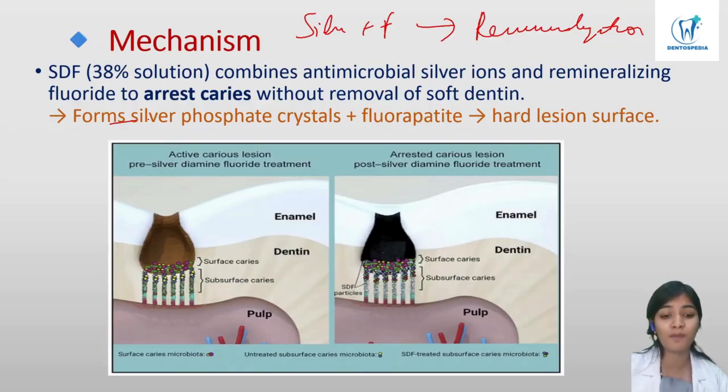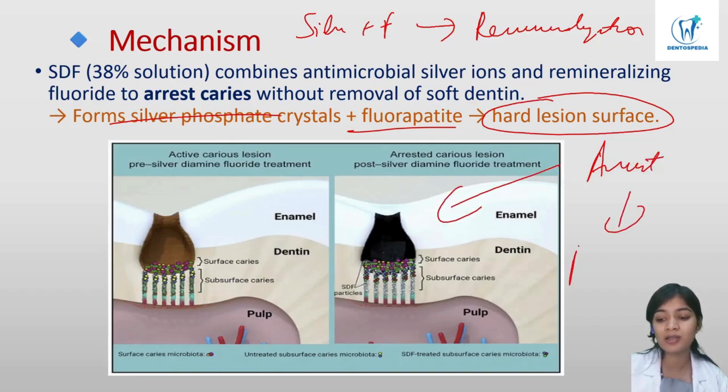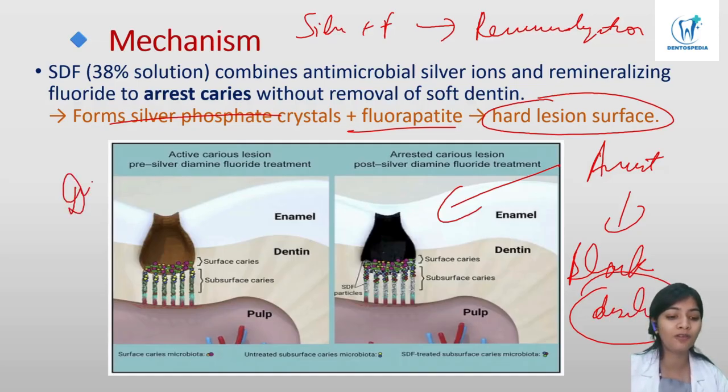It forms silver phosphate crystals and fluorapatite, which harden the lesion surface. But when the lesion gets arrested, you can see in the image it turns black. The lesion gets discolored. So it is one of the disadvantages of SDF.